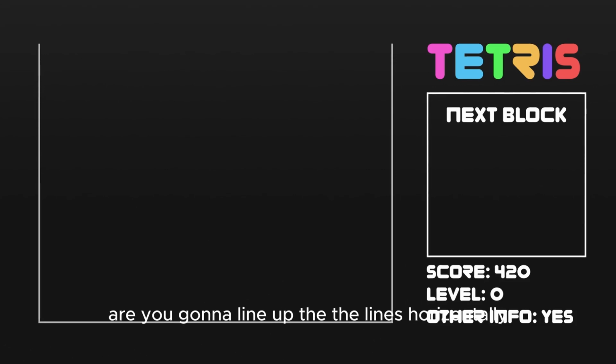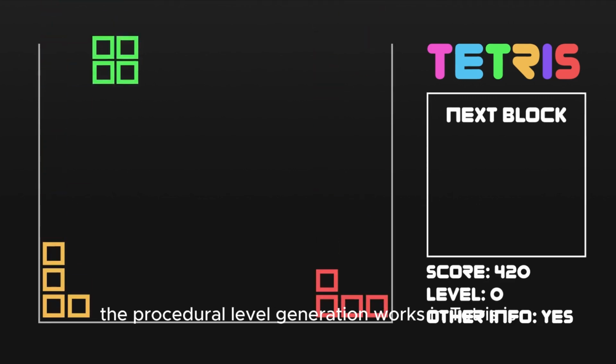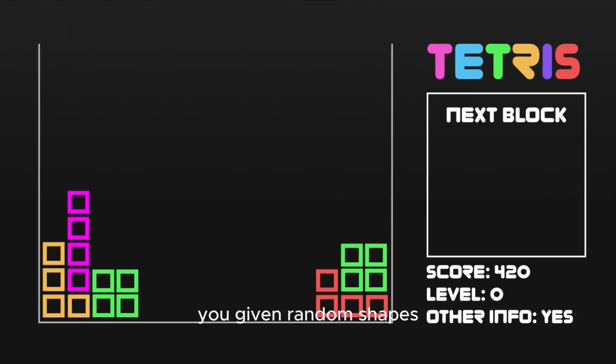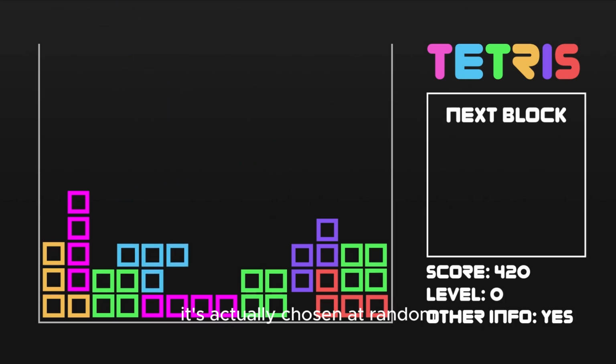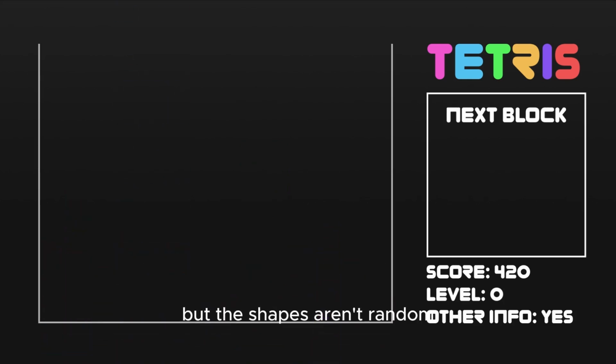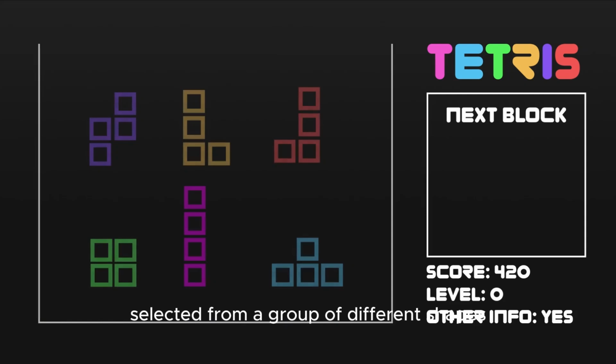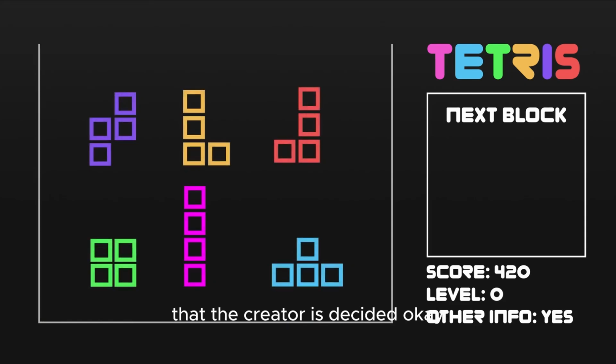You've got to line up the lines horizontally, and then you get a point or whatever, or the thing goes down. But basically, the way the procedural level generation works in Tetris is you're given random shapes and you've got to get them to fit together. It isn't programmed what shapes will come out at what times. It's actually chosen at random. But the shapes aren't random. The shapes are actually selected from a group of different shapes that the creator has decided.